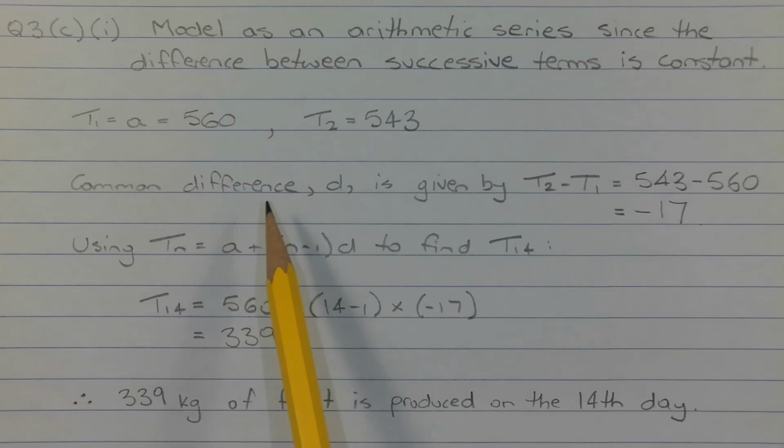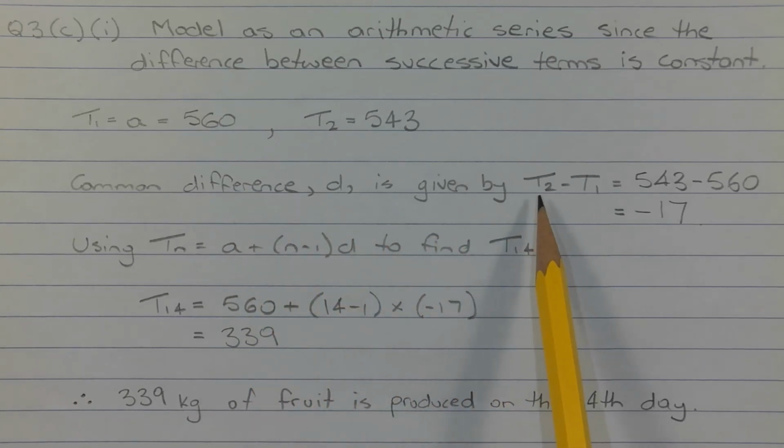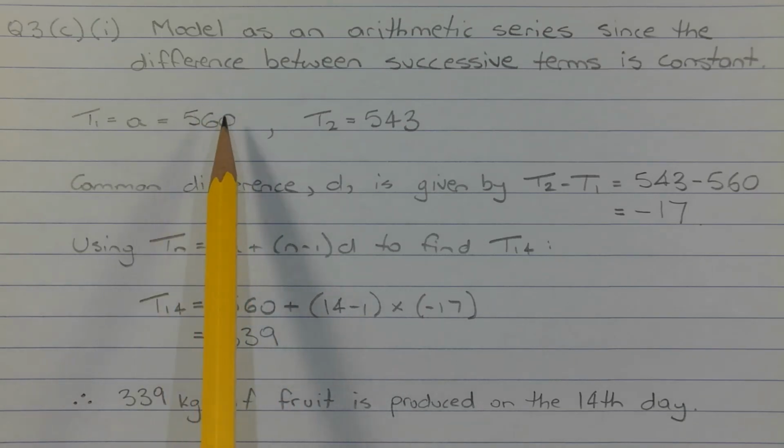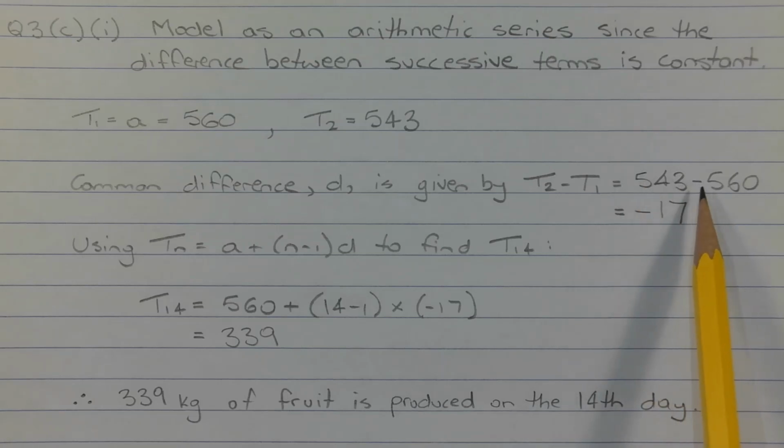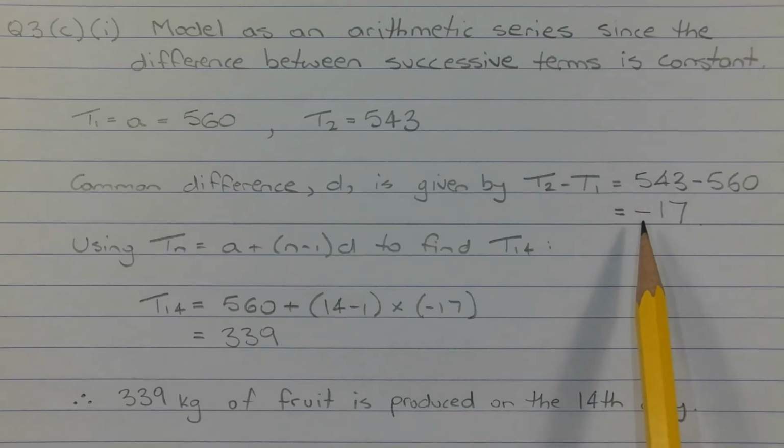Now the common difference, D, is given by T2 minus T1, so that's the difference between any two successive terms. In this case, we've got 560 and 543. So 543 minus 560 is equal to negative 17. That means each day we're producing 17 kilograms less fruit.